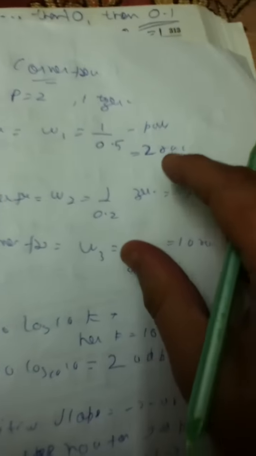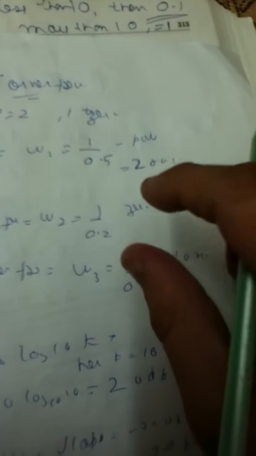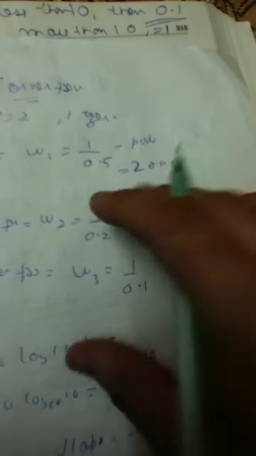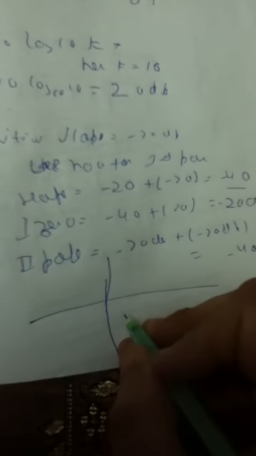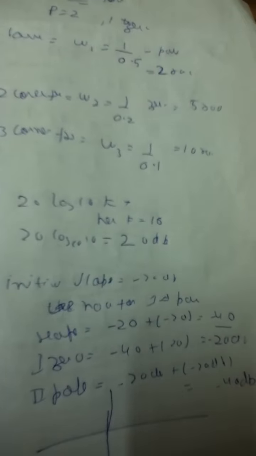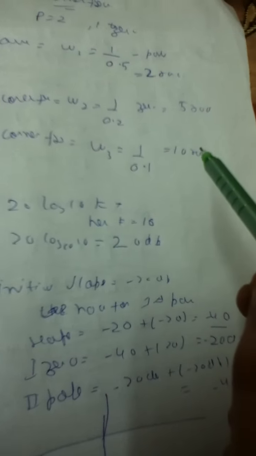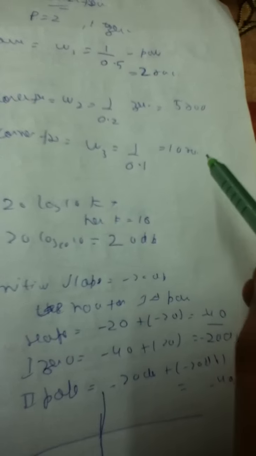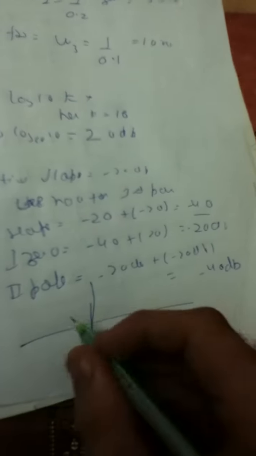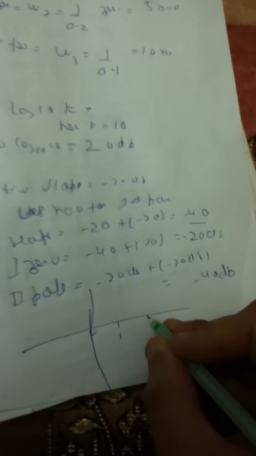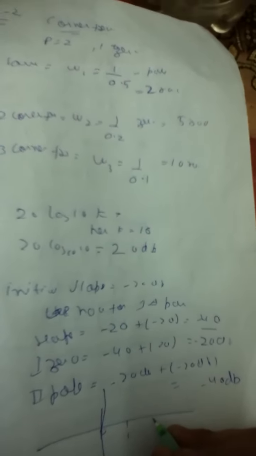Now one more thing. I forgot to tell you that if our corner frequencies are less than 10, then we have to start the plot at 0.1. Here we have to start this value at 0.1. And if it is equal to 10 or greater than 10, then you have to start at the value 1. Here you can see that the value is 10, so we start the value at 1.